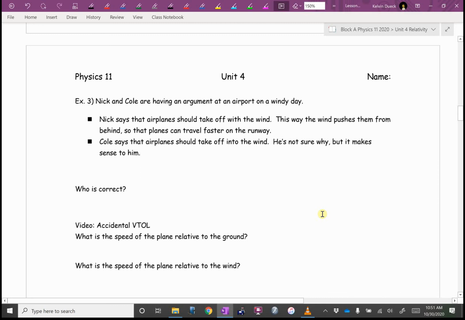Turn the page. Nick and Cole are having an argument at an airport on a windy day. Nick says the airplane should take off in the same direction as the wind. That way the wind pushes them from behind, so the plane will get a speed boost on the runway. Cole says, no, the airplane should take off into the wind. He's not really sure why, but it kind of makes sense to him. Who's correct?